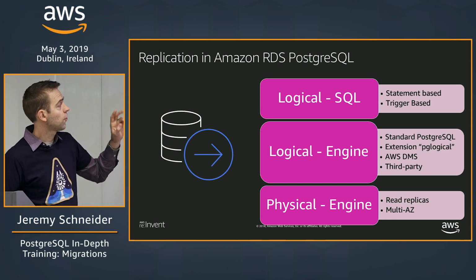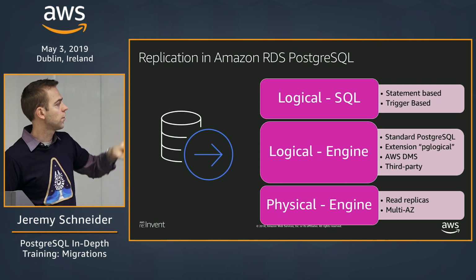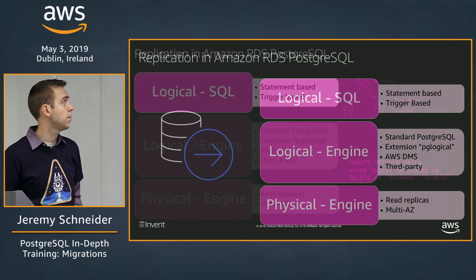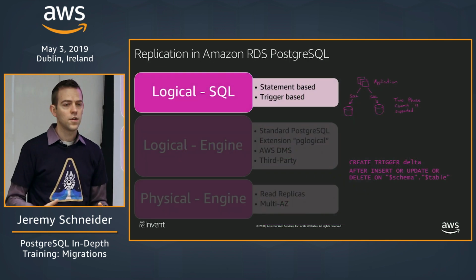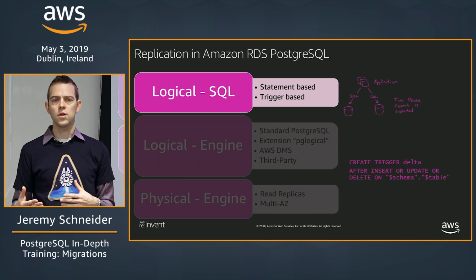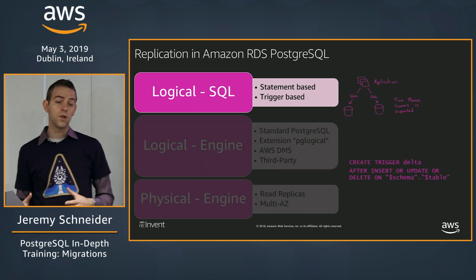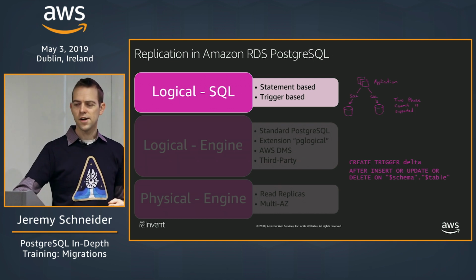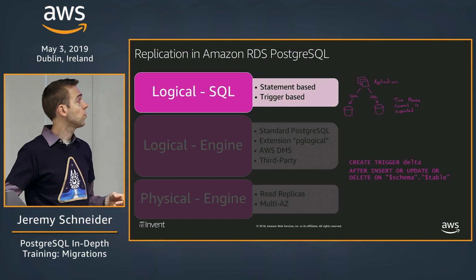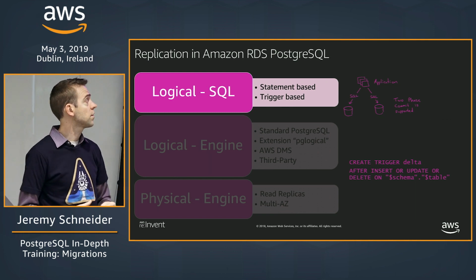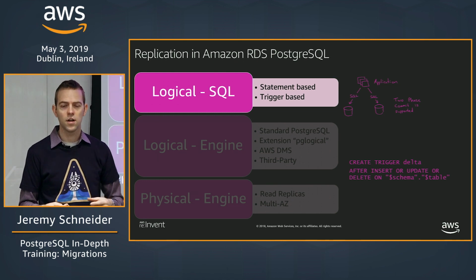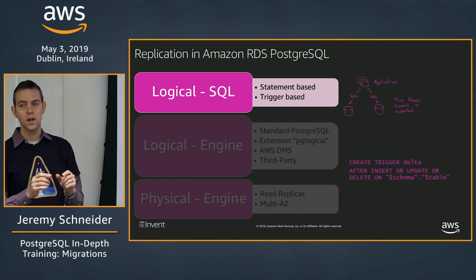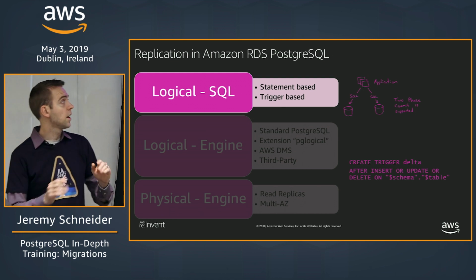I'm going to walk through all of these one at a time. The first category is what I'm calling SQL-based replication. The idea is that there are ways of doing replication in Postgres where you don't need anything outside of the SQL standard. The first way is what's called statement-based replication. This is when you're managing it entirely yourself, at the application level, so your application sends SQL down to two different systems.